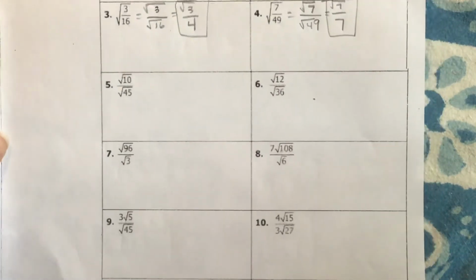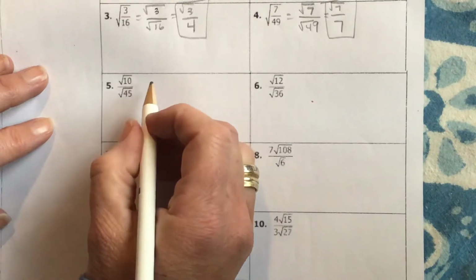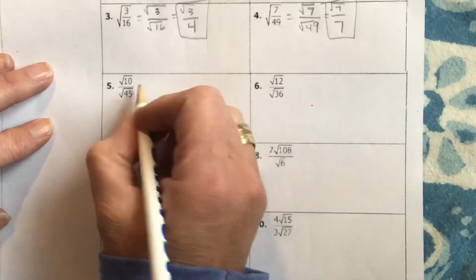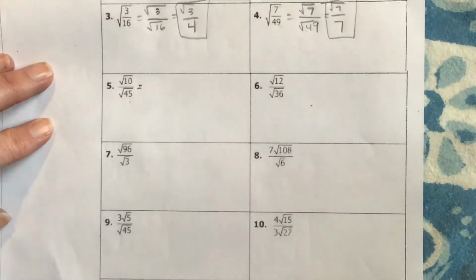5. Okay, so now I have root 10 over root 45. Okay. Well, let's see. Can I break apart any of these? Let's see. So if I have the square root of 10 over 45, can I simplify any of this?